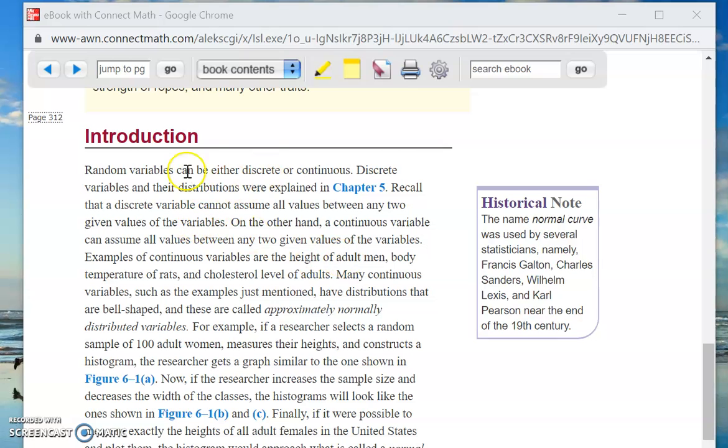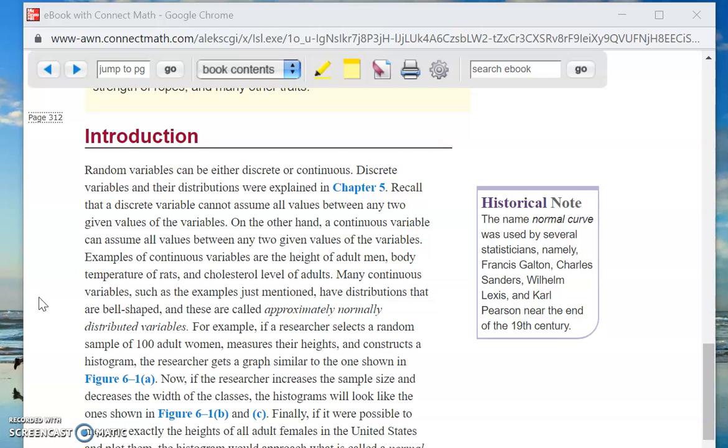In any event, he's talking about how the random variables can be either discrete or continuous. And we discussed previously what discrete means. Okay, it cannot assume all values between any two given values of the variables. So classic example would be how many baskets did the team score? You scored 6 baskets or 6 points, or you scored 7 points. You cannot score 6.5 points. On the other hand, a continuous variable can assume all values between any two given values of the variables. So the height of adult men.